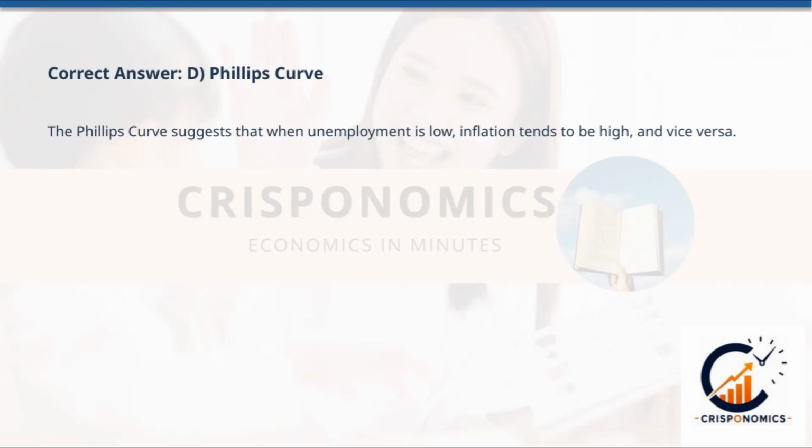When unemployment is low, inflation usually runs high. And when unemployment goes up, inflation tends to cool down. This trade-off helps policymakers understand the balance between jobs and prices. It's a key concept that explains why managing the economy is often about finding the right middle ground. In this case, the correct answer is the Phillips curve.